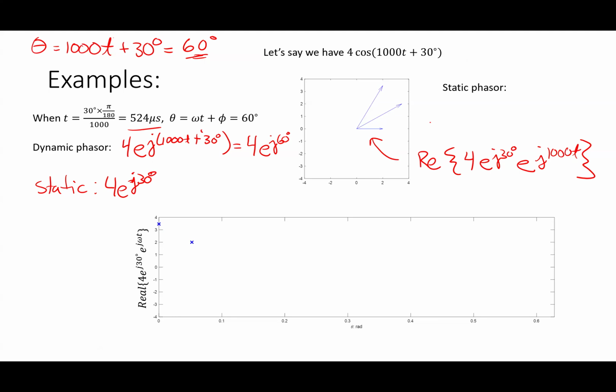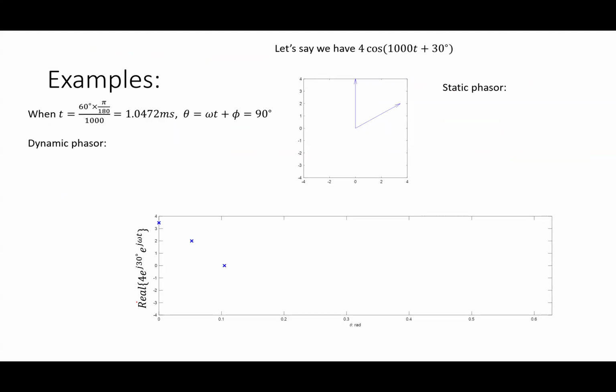Which one is this? Is that the static or the dynamic at this time? All right, so let's just check ourselves. The static and the dynamic have the same length. Both have a length of 4, right? Static has an angle of 30, dynamic has an angle of 60. So which is which? This one's the static, and this one is the dynamic. Down here, I'm showing what the real part does over time, okay? Then I keep moving, all right?